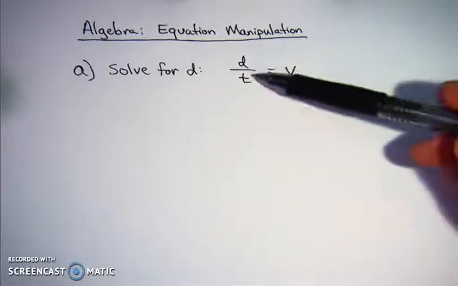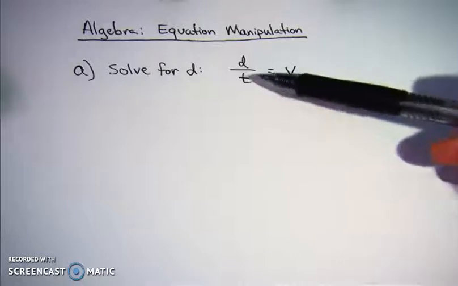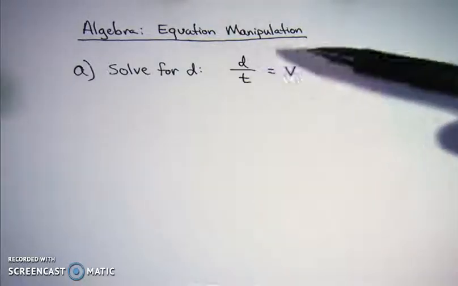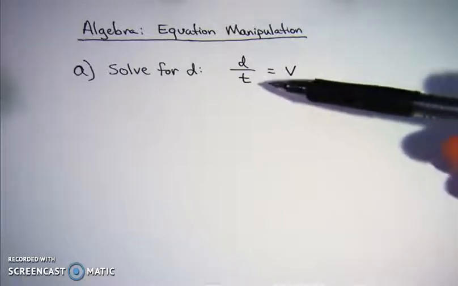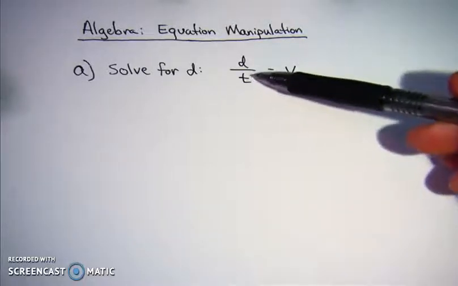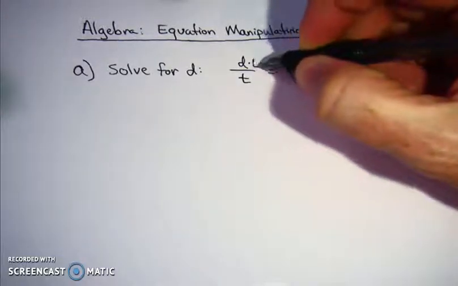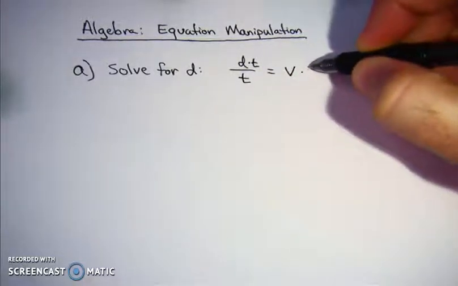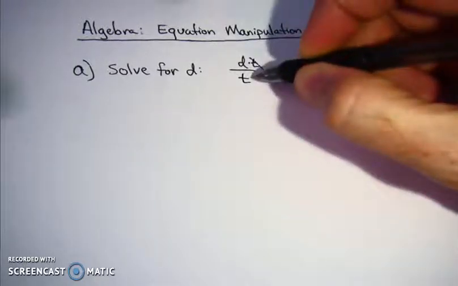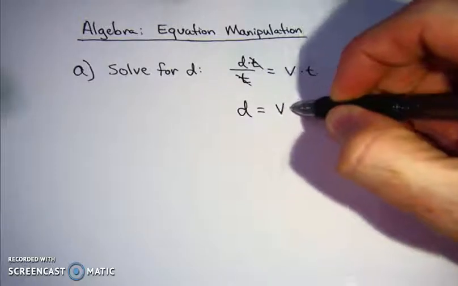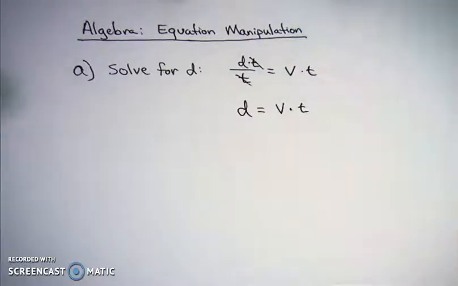How can you get rid of t? If you're dividing by t, you just have to think when you're doing these operations, what is the opposite of what it's doing right now? That's how I get rid of it. So if we're dividing by it right now, the opposite of that is to multiply both sides by t to get rid of it. So we'll multiply both sides by t. T will cancel out there. So we're left with d equals v times t. And that's how you solve for d. That's how you get d by itself. Just multiply both sides by t.